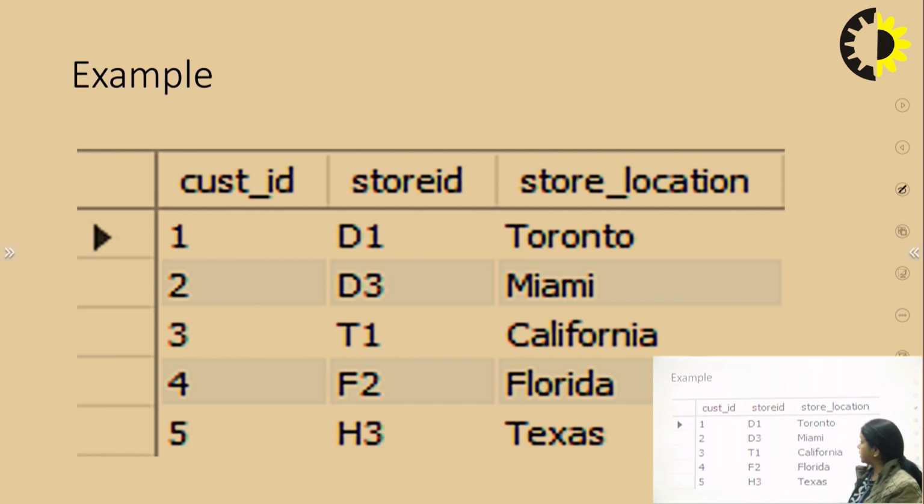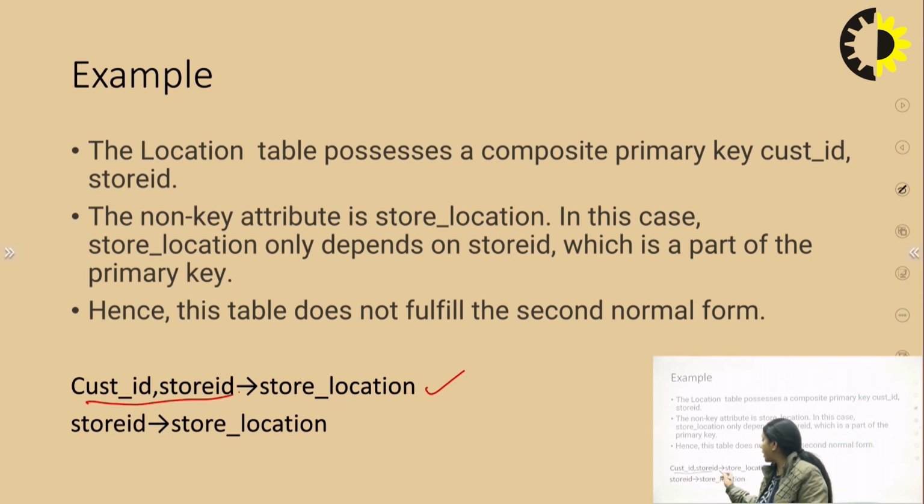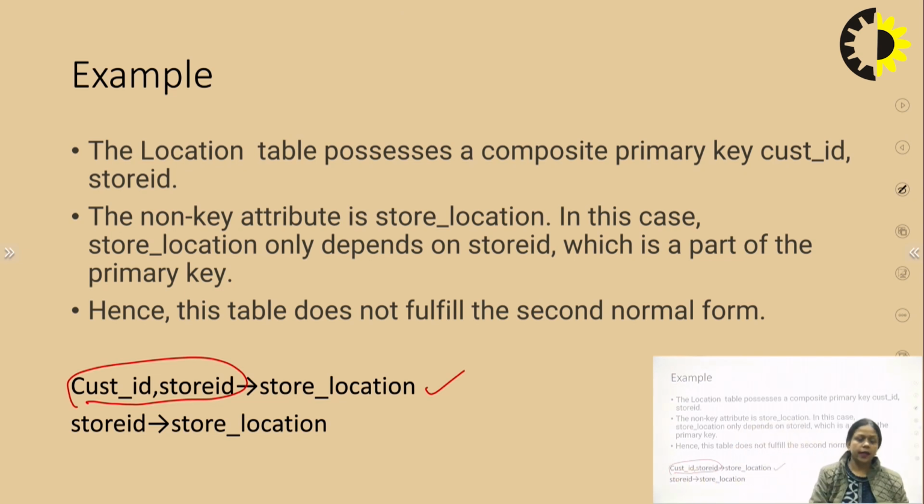Now you can see here, this is a customer table where we have customer ID, store ID, and store location. We have 3 attributes here. Now let's see what the dependencies are. For example, we have a candidate key, customer ID and store ID. This is a combination of 2 attributes. Now you can see these are the 2 functional dependencies here, where customer ID and store ID is a candidate key, and the store location is a non-prime attribute.